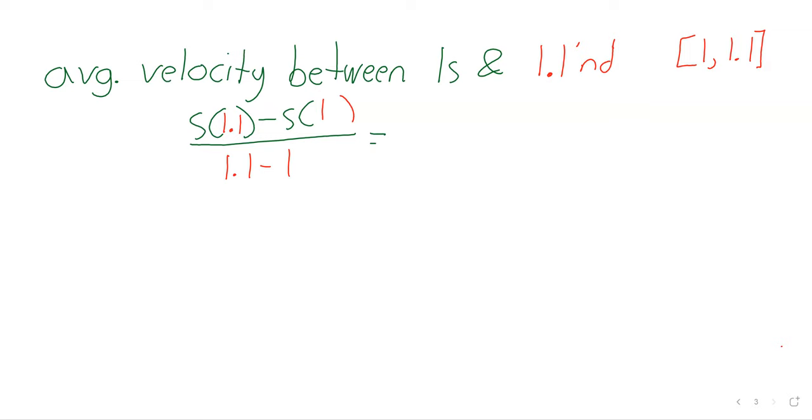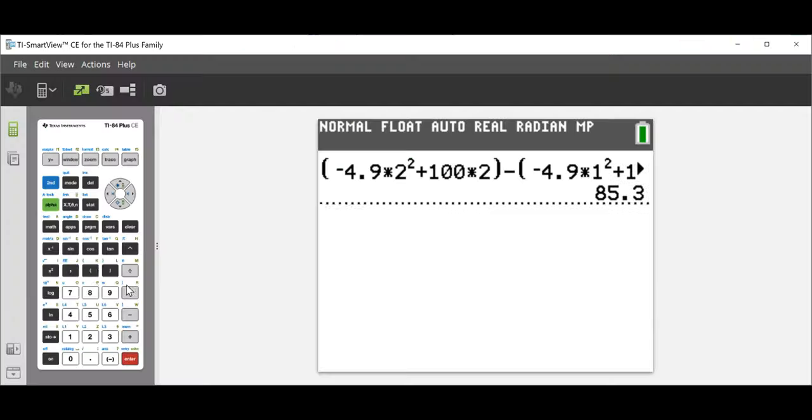And we can go to our calculator, and now we've got -4.9 times 1.1 squared plus 100 times 1.1 minus -4.9 times 1 squared plus 100 times 1. Don't make a syntax error.